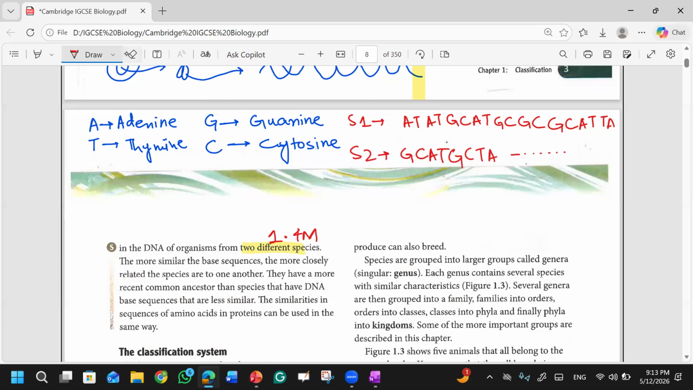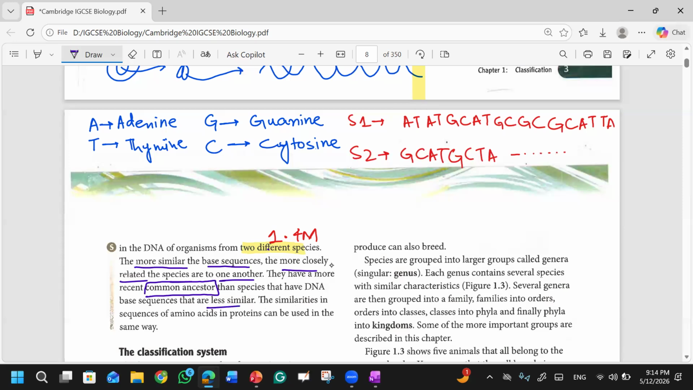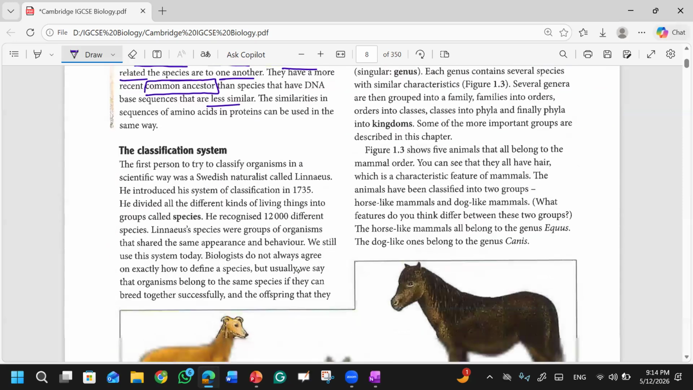Then after this, what they discussed was the more similar the base sequence, the more closely related the species are to one another. When there are more similarities, they will be more related and more similar to each other, and they will have a common ancestor. Then the species that have DNA base sequences that are less similar. So this was the basis of the classification system.